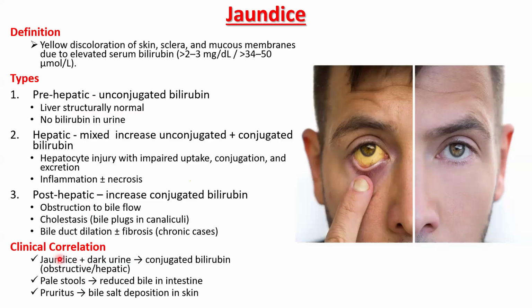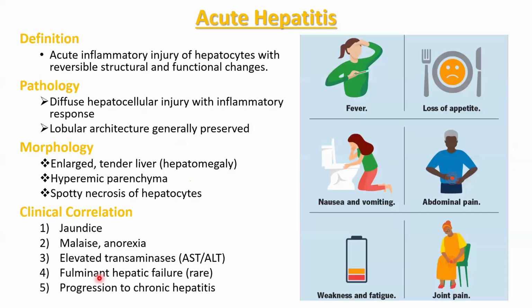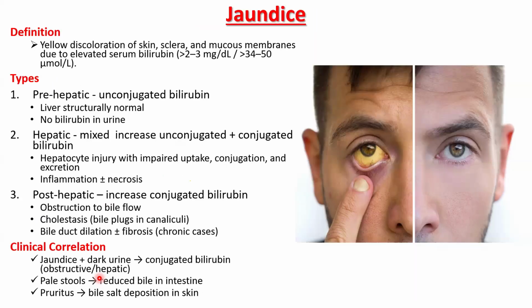So one, jaundice plus dark urine indicates conjugated bilirubin. Then the person might have pale stools to show that there is reduced bile in the intestines. And then also the person might have pruritus. Pruritus is actually itching due to bile deposition in the skin. So when bile is deposited in the skin, once again, we've talked about this, skin can undergo yellowing. That might be the pruritus. So that's about jaundice, as you can see, the features.